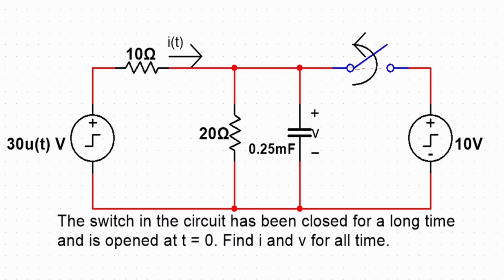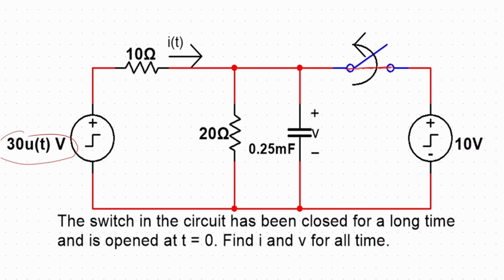The switch has been closed for a long time. So let's say when this is closed, we're analyzing for t less than 0. Everything in the circuit is involved. But if you take note here, you see that this voltage is 30 u of t. Remember what we said about the unit step function? I described it in the step response RC derivation. I'll link that in the video.